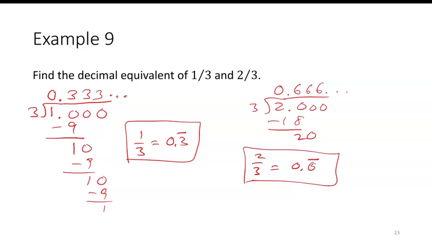Interestingly, 3/3, if you follow this pattern, is going to equal 0.9 repeating. And that's actually equal to 1. Try to wrap your mind around that.